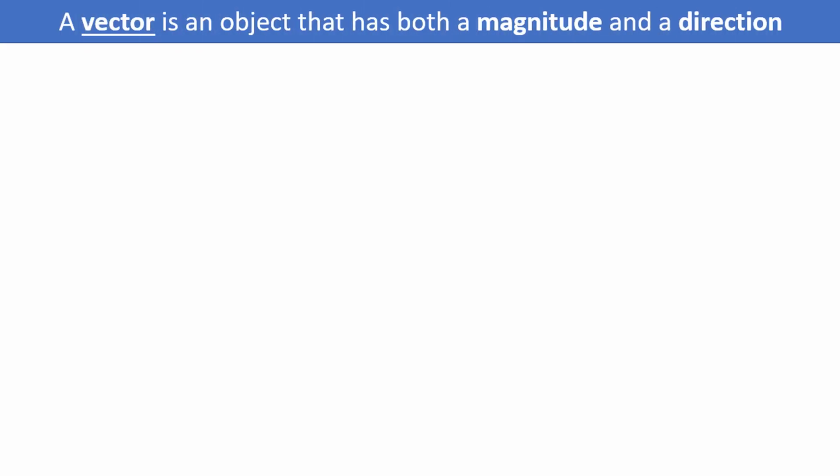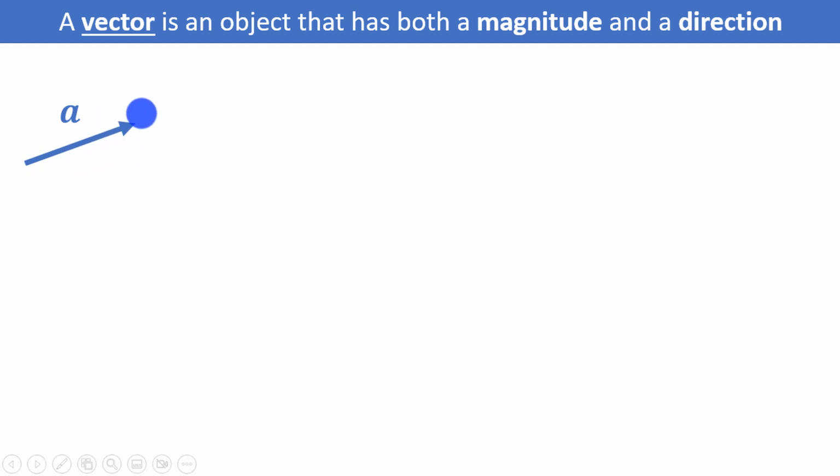Welcome, my friends. In this video, I will be giving a brief introduction to vectors. A vector is an object that has both a magnitude and a direction. For example, here is the vector A. The vector A starts at this point and ends at this point.